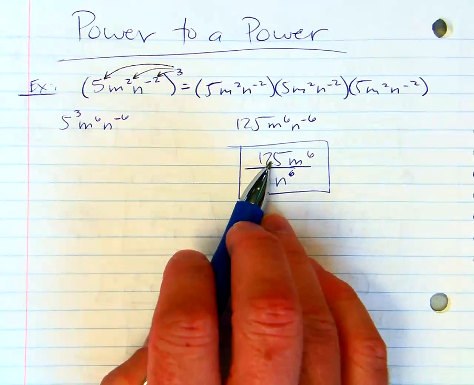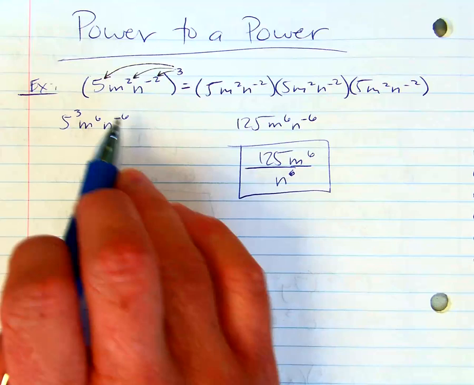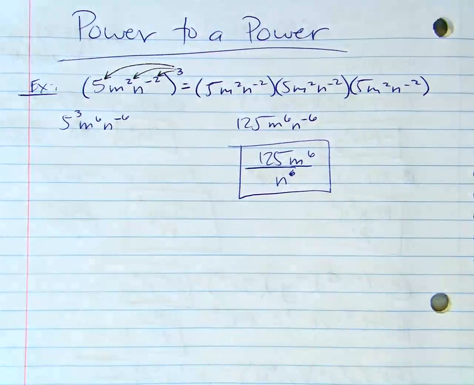5 to the third power is 125. M to the sixth will stay on top. It's a positive exponent. N to the negative sixth will move to the bottom because it was a negative exponent. So it works the exact same way.